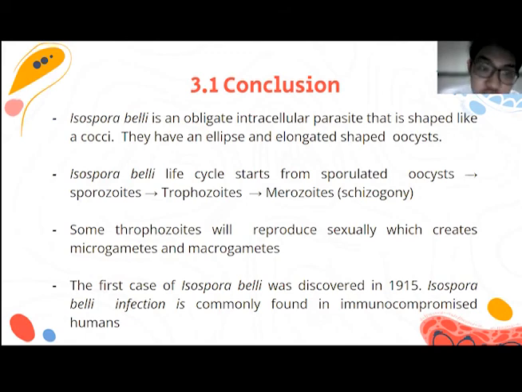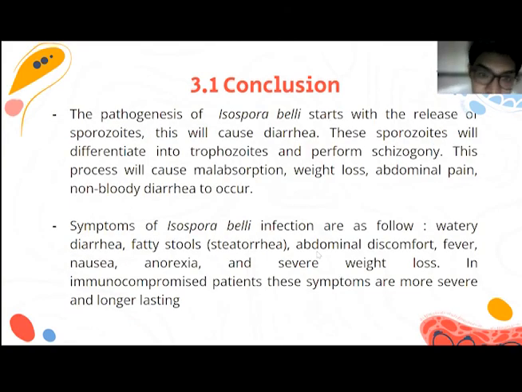The first case of Isospora belli infection was discovered in 1915. Isospora belli infection is commonly found in immunocompromised patients. The pathogenesis of Isospora belli starts with the release of sporozoites. This will cause diarrhea. These sporozoites will then differentiate into trophozoites and perform zygogamy. This process will cause malabsorption, weight loss, abdominal pain, and non-bloody diarrhea to occur.